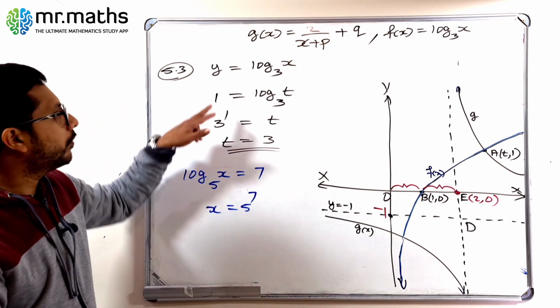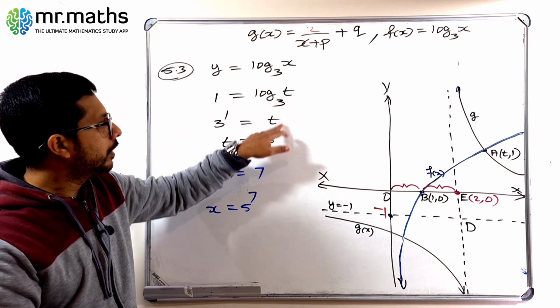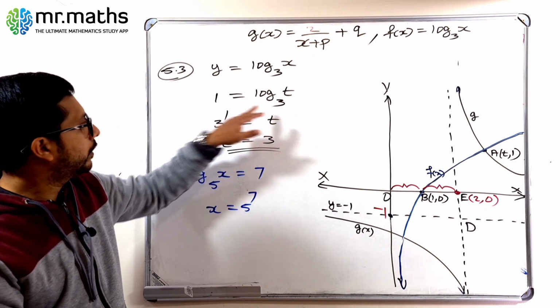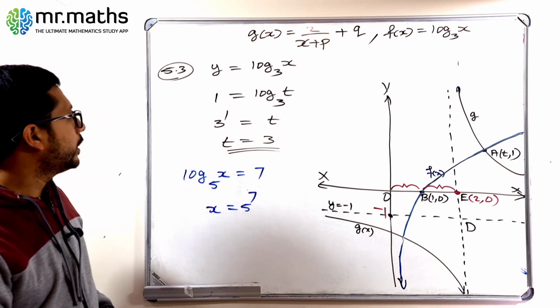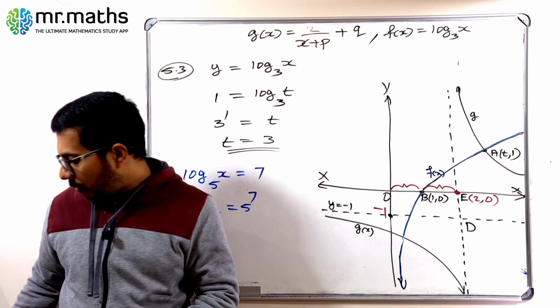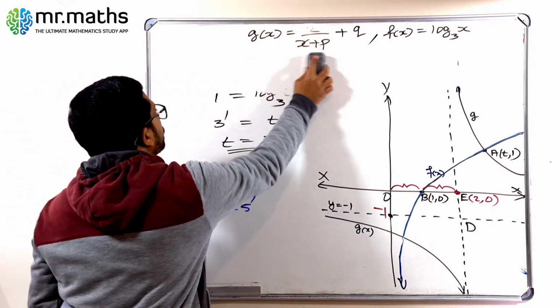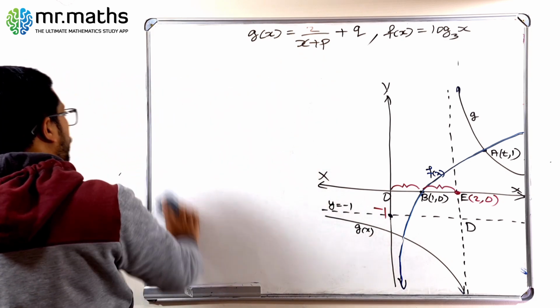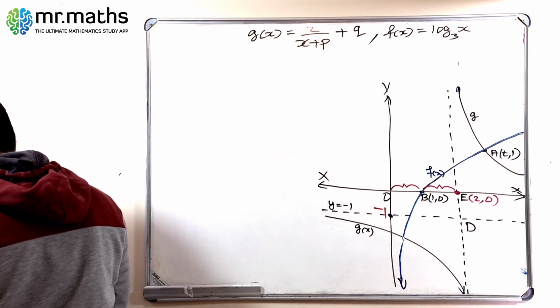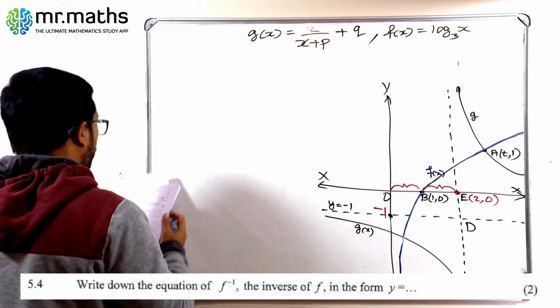Okay, so here 1 is equal to log t to the base 3. That means t is equal to this base 3 raised to 1. 3 raised to 1 is 3. Okay, so that is question number 5.3. Now let's go to 5.4. So what is t? The t value is 3. Now 5.4.